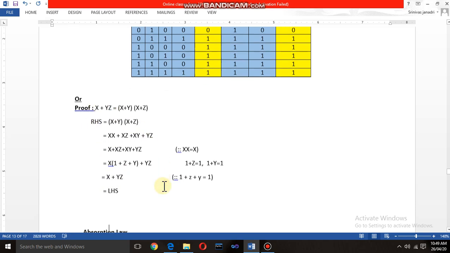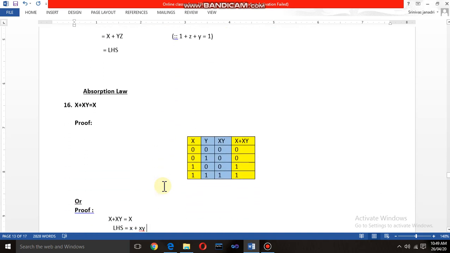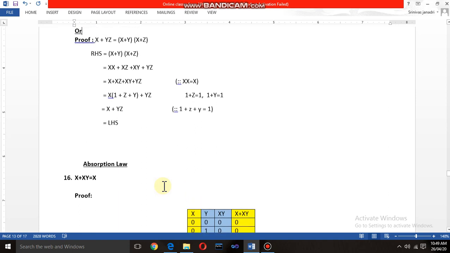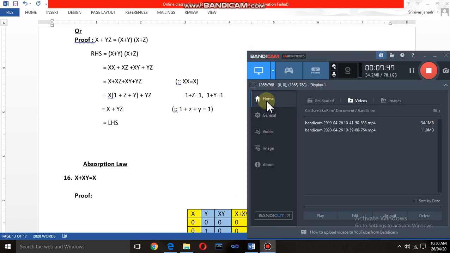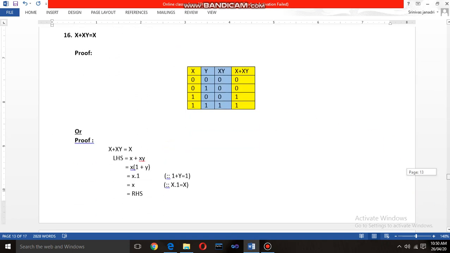And in your textbook they have given the solution for this one. Just check it out and write it in the notes. Then the next one is the absorption law. This absorption law contains three postulates.